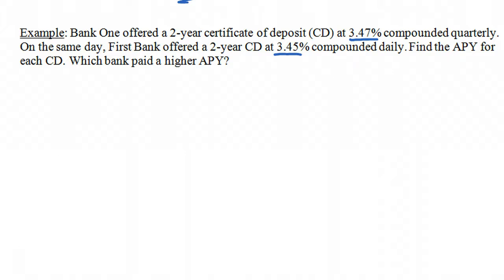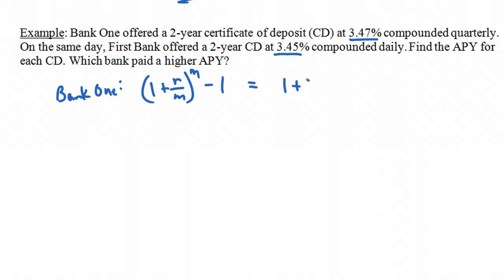Okay, so we have to plug these into our formula. Let's go first with the bank one. Remember our formula is 1 plus r over m, to the m, minus 1. So if we plug things in here, we'd have 1 plus the r, which is 0.0347, divided by 4 since it's compounded quarterly, raised to the 4th power, and then minus 1. Okay, so let's figure out what this is.